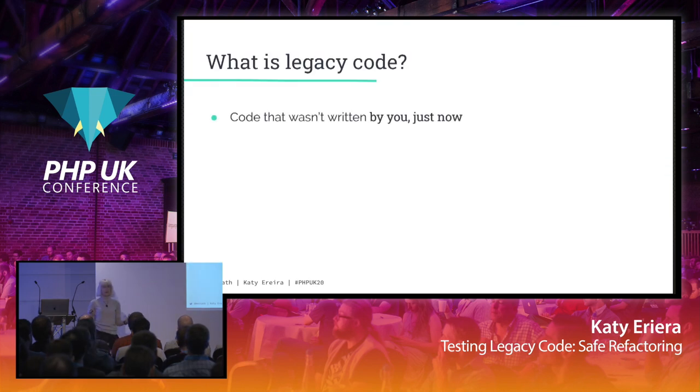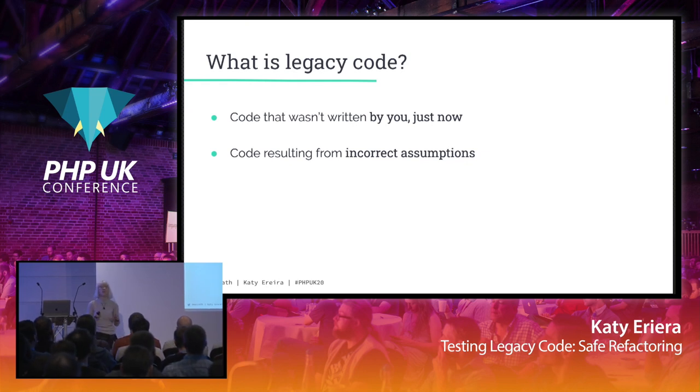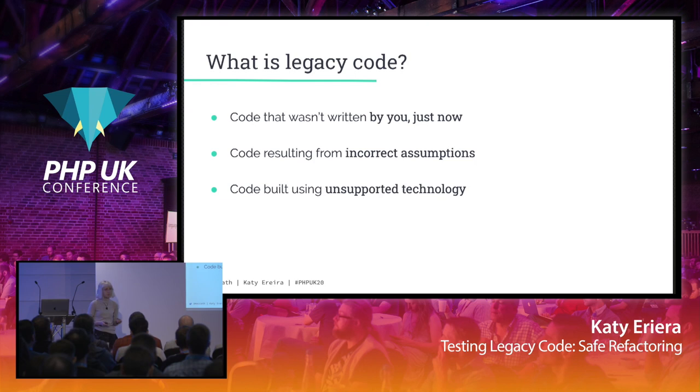So first of all, what exactly is legacy code? There are a few definitions for legacy code. Legacy code, in my view, is any code that you didn't write just now, and I mean within the past 5 minutes, okay? It becomes legacy pretty much immediately. It could also be code that's resulting from incorrect assumptions, code that was built using unsupported technology, for example, PHP 5.6 now, and also code that isn't tested.